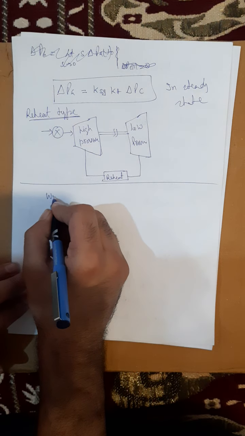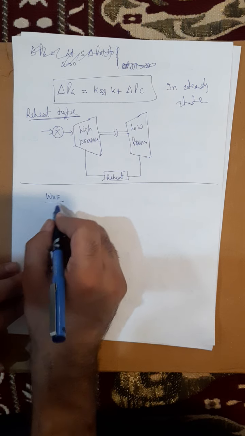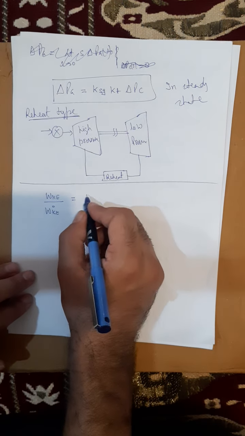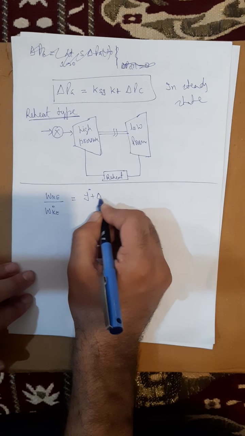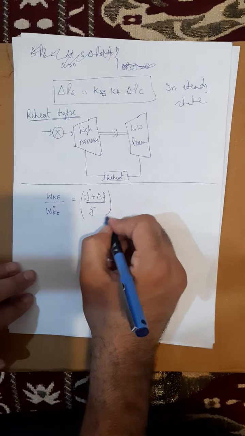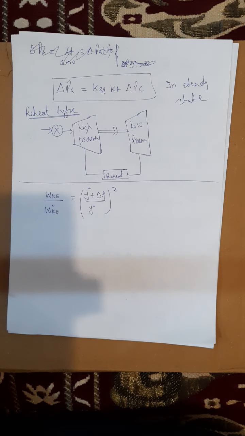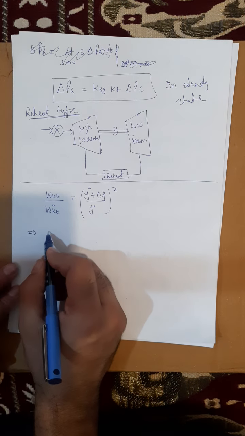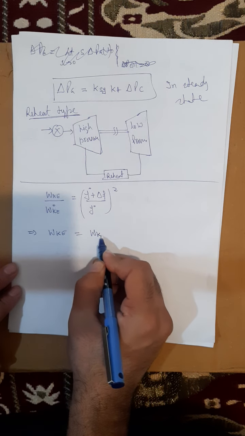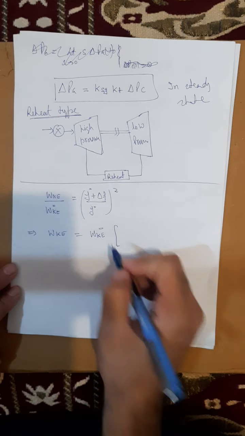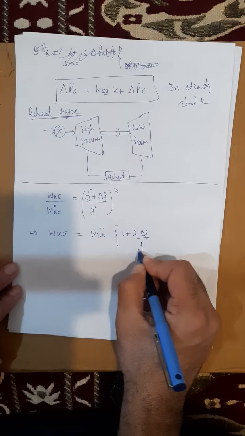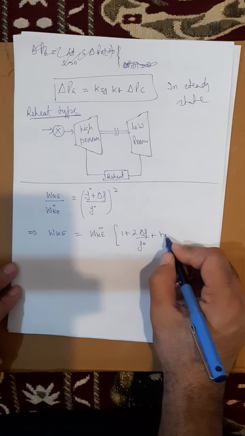I can write it as kinetic energy at any frequency divided by kinetic energy at nominal frequency is proportional to (f naught plus del f) divided by f naught, squared. So if I open the terms, I will get W kinetic energy at any frequency equal to kinetic energy at nominal frequency times 1 plus twice delta f by f naught plus some higher order terms.